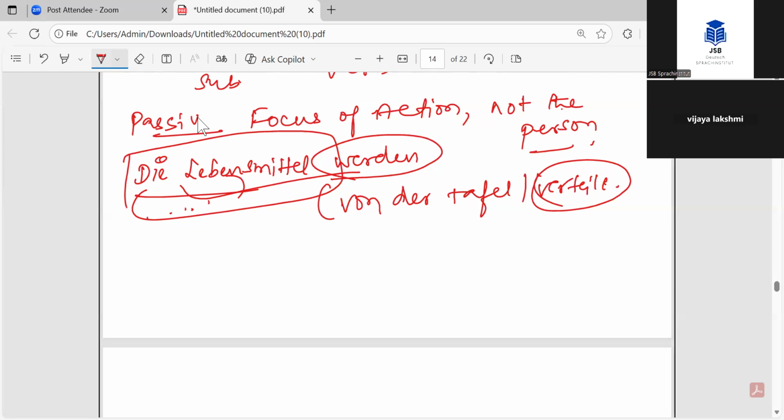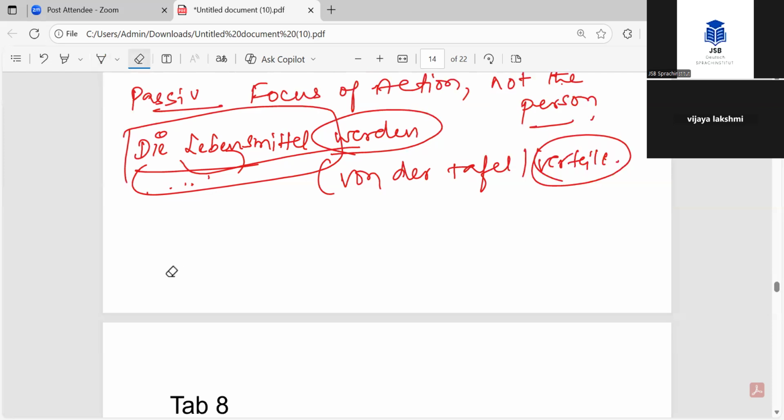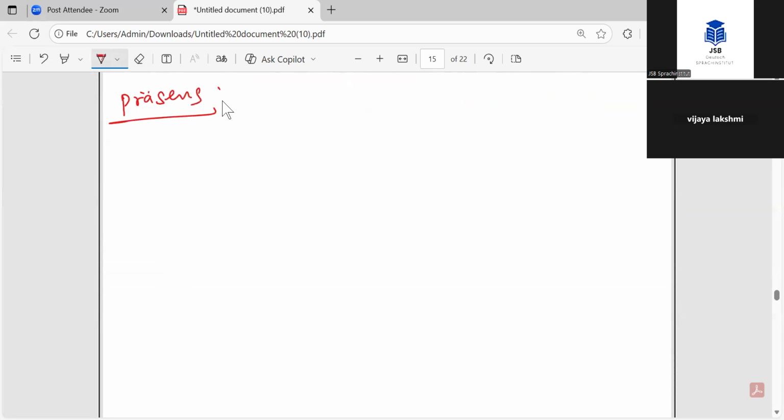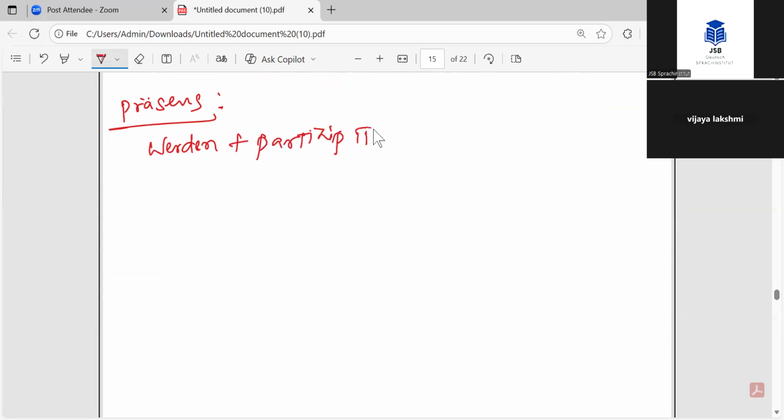So how to form the passive. Now we can see how to form the passive. How do we form a passive sentence? First we are going to look at the present. In the passive form, present: werden plus participle. So this is the passive form. In the present, we can use it this way.